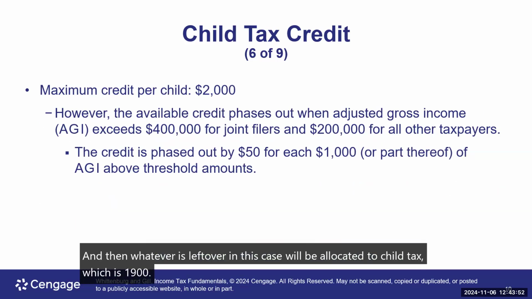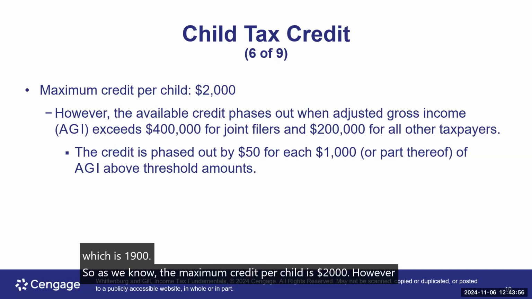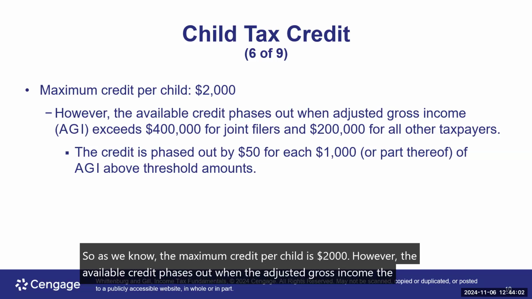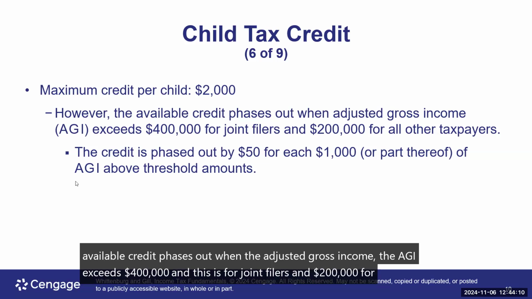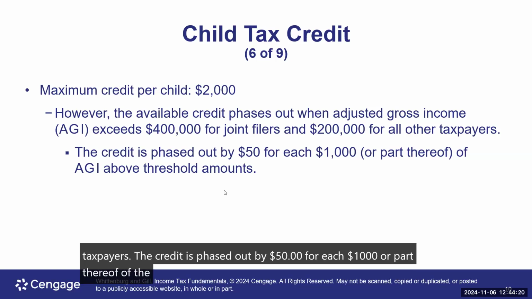So as we know, the maximum credit per child is $2,000. However, the available credit phases out when the adjusted gross income, the AGI, exceeds $400,000 for joint filers and $200,000 for all other taxpayers. The credit is phased out by $50 for each $1,000 or part thereof of the AGI that's above the threshold amount.